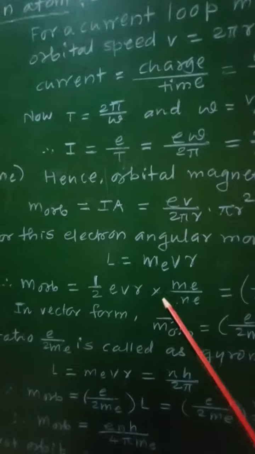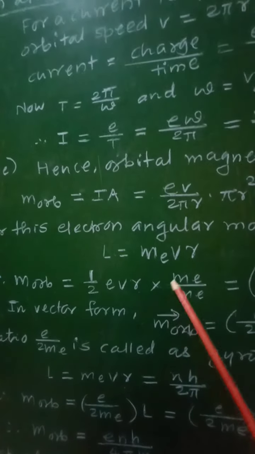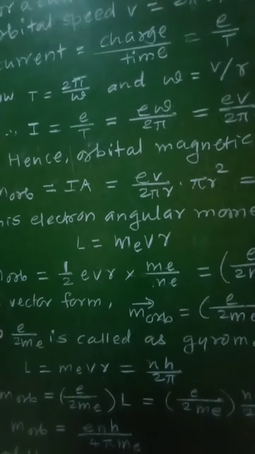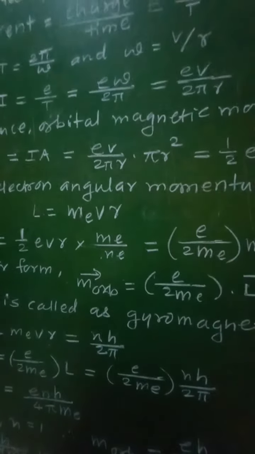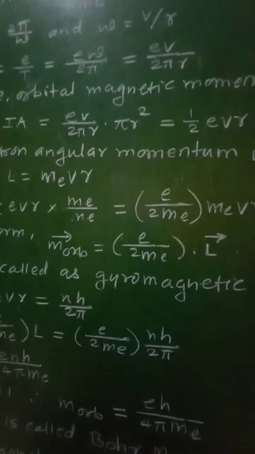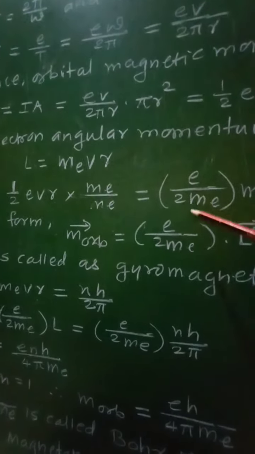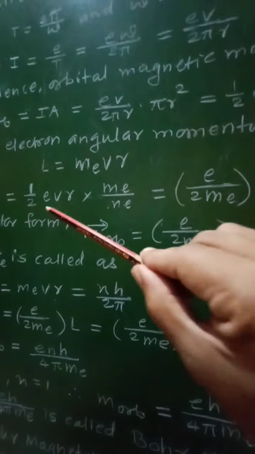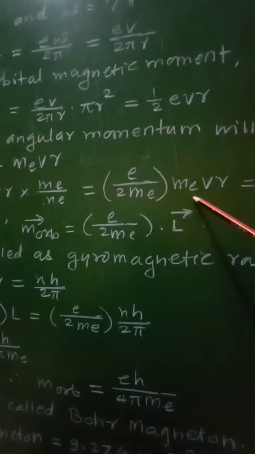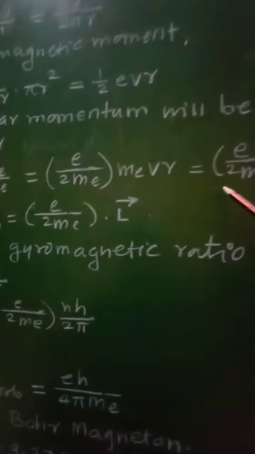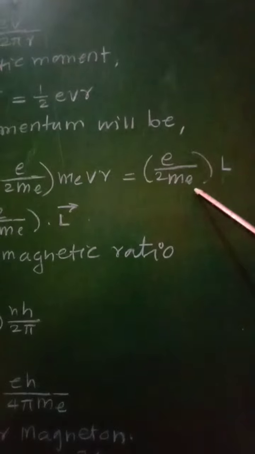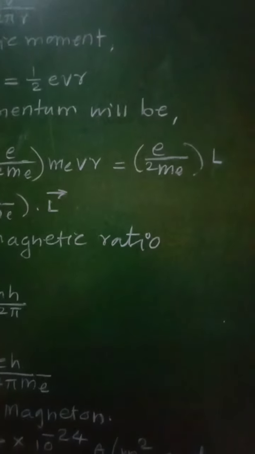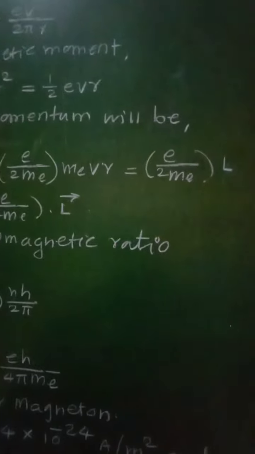We have to make some adjustment, and that's why it is multiplied and divided by the mass of the electron, that is m_e, and hence we get half e v r into m_e upon m_e. Rearranging the terms, e upon 2m_e into m_e v r. But we know that m_e v r is nothing but L, and therefore the orbital magnetic moment will be equal to e upon 2m_e into L, where L is the angular momentum of that revolving electron.